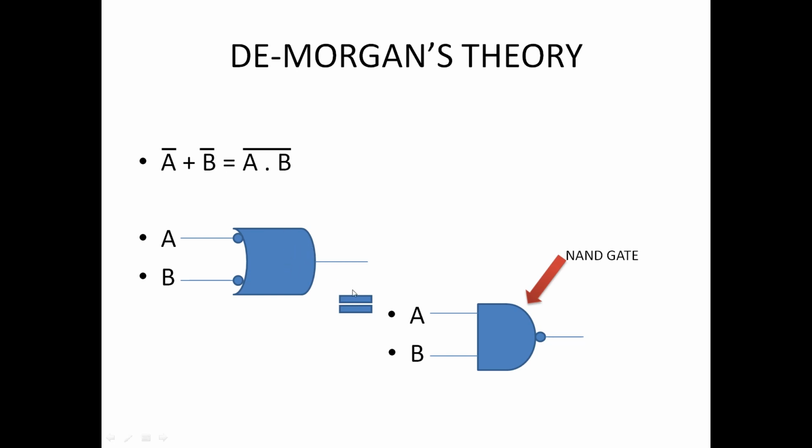This schematic diagram, according to De Morgan, is equivalent to saying A enters an AND gate, B also enters the AND gate. So we have A and B, but it gets negated here and becomes not (A and B).